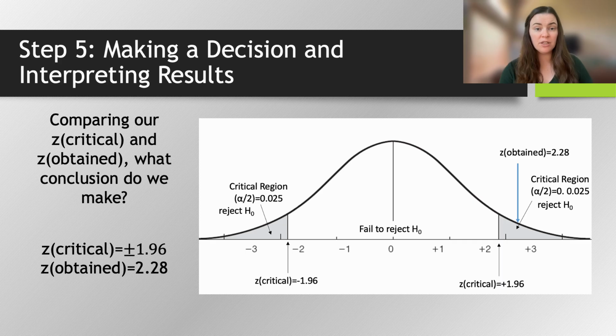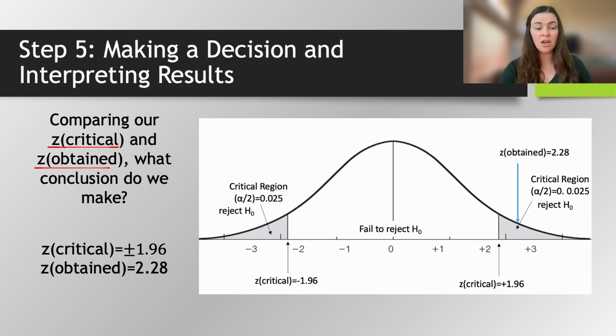So now that we've calculated our test statistic, our Z obtained, in step 4, we can now make our decision and interpret our results. This is where we can compare our Z critical value that we established in step 3 to our Z obtained, or our test statistic, which is what we just figured out in step 4. So what conclusion do we make? Again, I always find it helpful to chart this out.